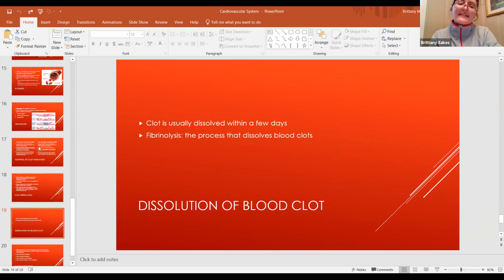Okay, so fibrinolysis is the process that dissolves blood clots. Just be familiar. If you say lysis, that means breakdown. Fibrin, that helps create blood clots, so breakdown of blood clots.